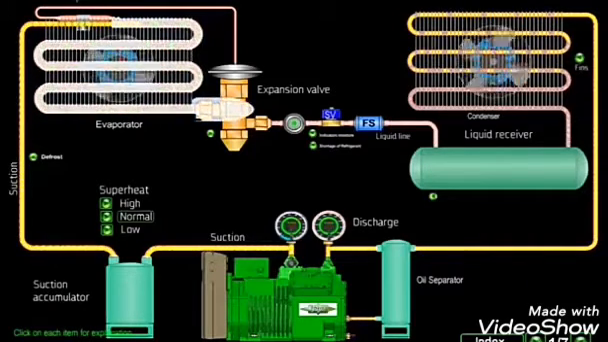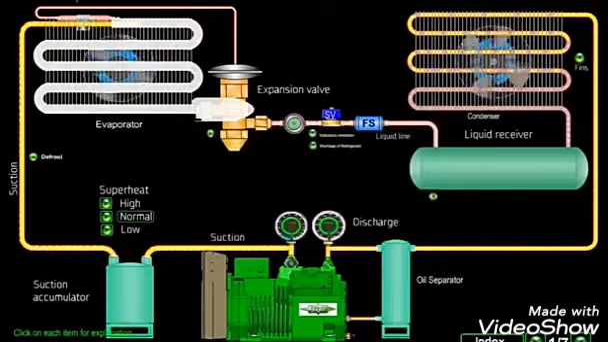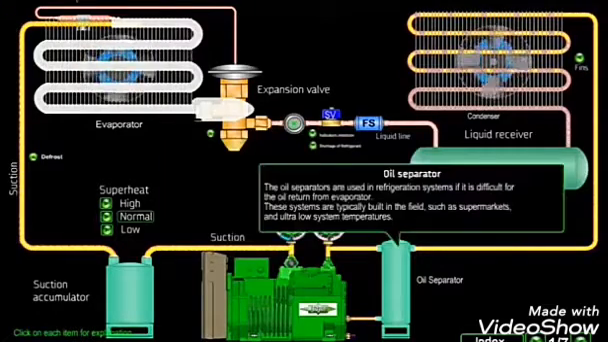The compressor acts as the heart of the refrigeration system, creating the flow of refrigerant through the system components. In the process, it receives superheated vapor at low temperature and pressure. The refrigerant is compressed, resulting in an increase in vapor pressure and higher temperature, leaving the compressor as a superheated vapor at a much higher temperature.